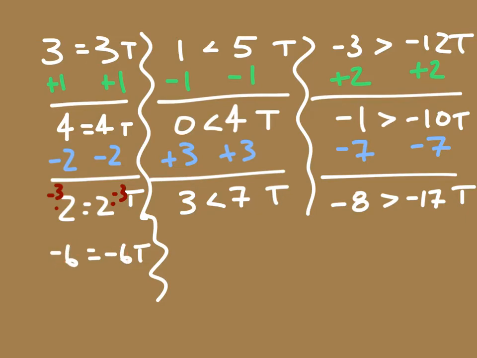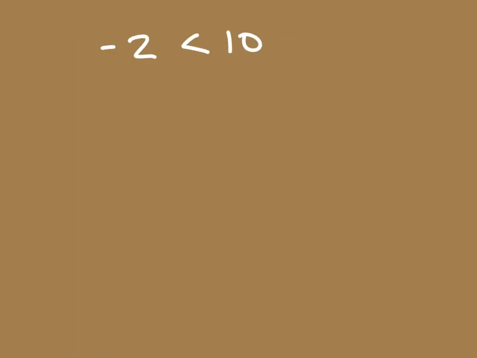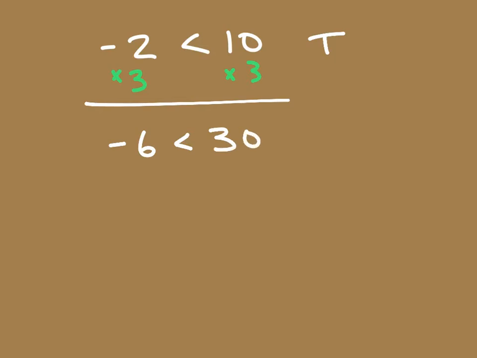So let's take an inequality, and let's multiply by a negative to see what happens. Let's say that I have the inequality, -2 is less than 10. Now, we all agree that this is a true statement. If I were to multiply both sides by 3 here, then that's going to give me the inequality of -6 is less than 30, and that's still a true statement.